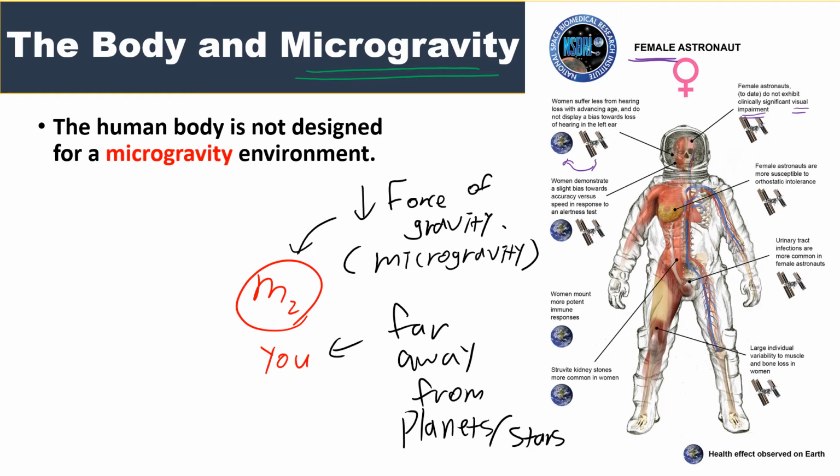So that's one. On Earth and in space, women demonstrate a slight bias towards accuracy versus speed in a responder alertness test. Think about this peripheral vision.